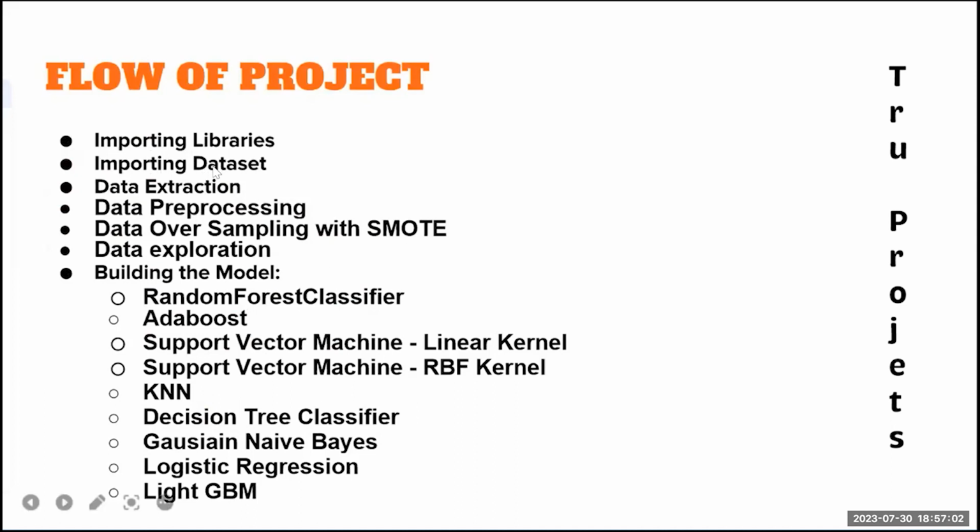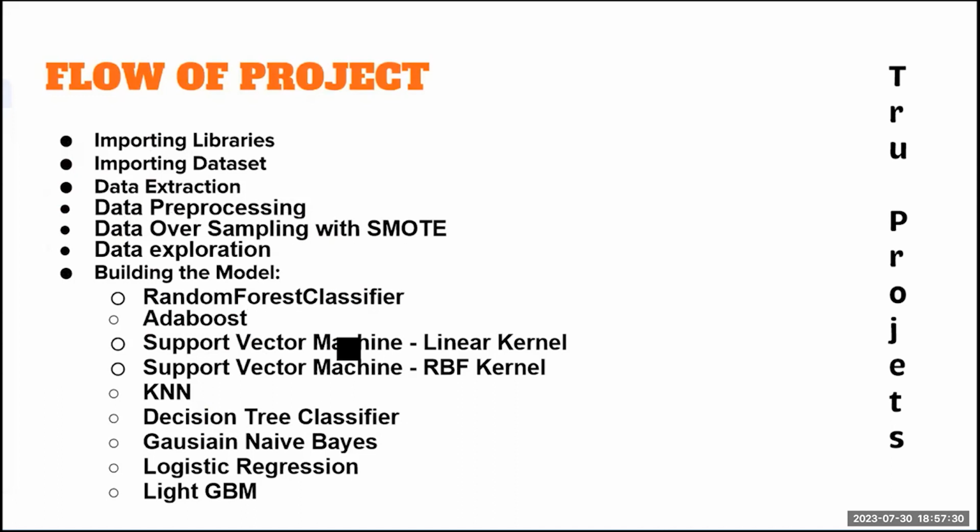And the second one is importing the data set. Load the credit card transaction data set, which contains labeled instances of fraudulent and non-fraudulent transactions. Use pandas to read the data set into a data frame. And the third one is data extraction. Explore the structure of the data set to understand its attributes, features, and the target variable. Check for any missing data or irrelevant columns that may impact the analysis.